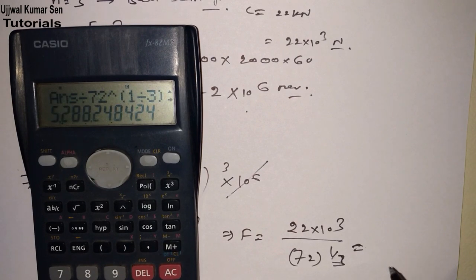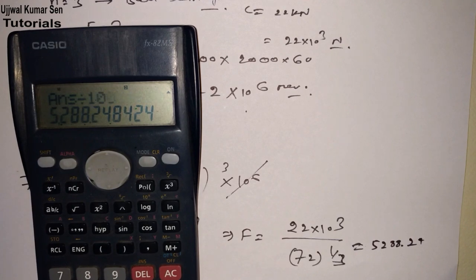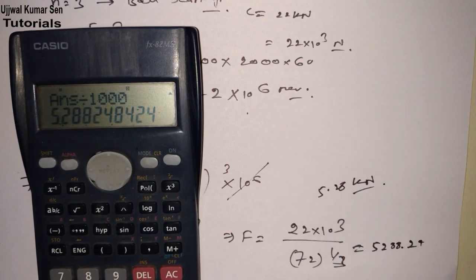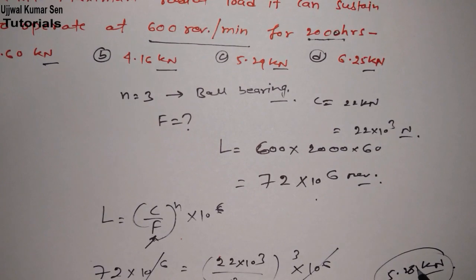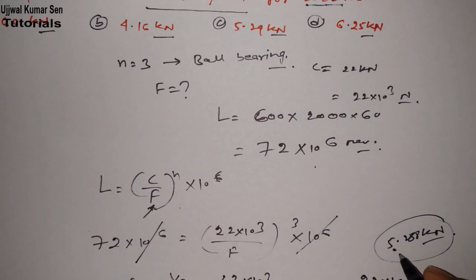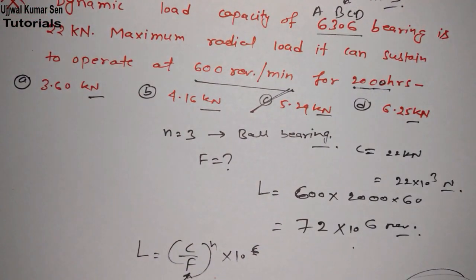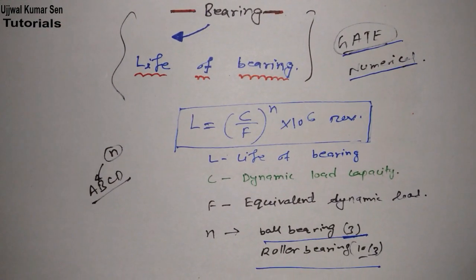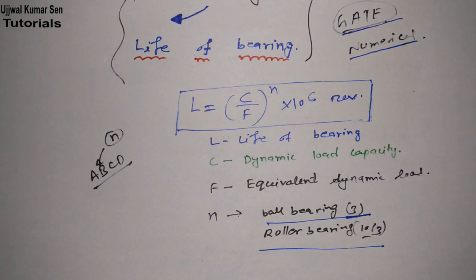So what we got basically is 5288.24. If I divide by 1000 because it's given in kilonewton, we get 5.28 kilonewton, right? So F is equal to 5.288, so 5.29 kilonewton. So the answer is exactly matching with option C. Got it? So this is how we can solve questions related to bearings, but in this case we have gone through only ball bearings. Okay, so ball bearing we have done.